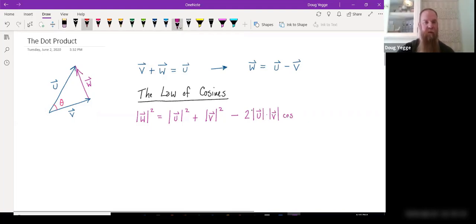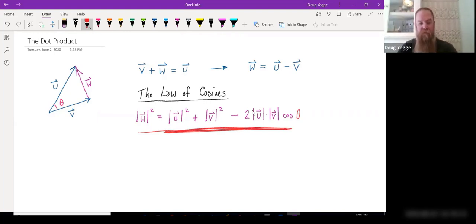I'm going to put that in red here because our whole goal is to start with vector u and vector v and find theta. So this right here is nothing more than the law of cosines from trigonometry. If you've forgotten that, I encourage you to go back and review that law. But this is purely for us to be able to derive the angle between these two vectors. Okay, let's go ahead and start to compare a couple of things here.